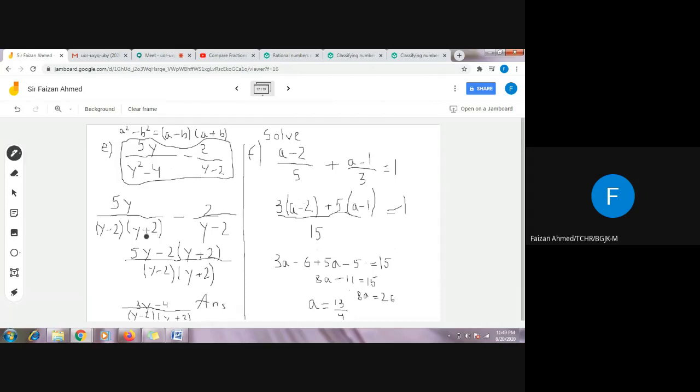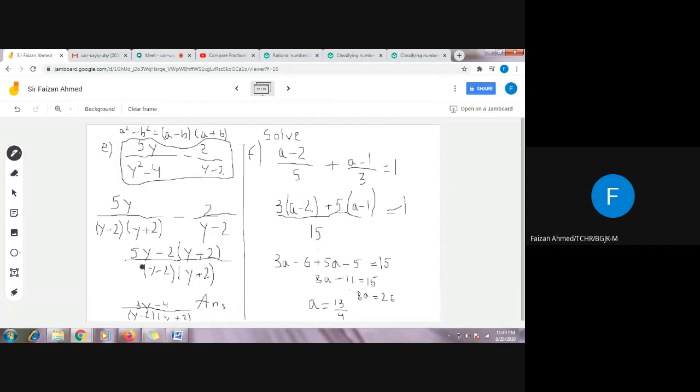And after simplifying this denominator, I can see that my LCM will be y minus 2 and y plus 2. And 5y will be as it is, minus will be as it is, 2 will be as it is. Since here is only y minus 2, y plus 2 is missing, so I will multiply the denominator with y plus 2 and the numerator with y plus 2 as well.